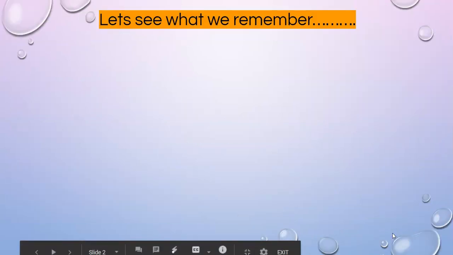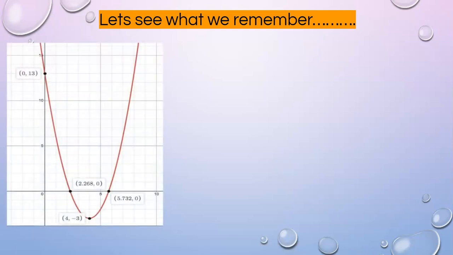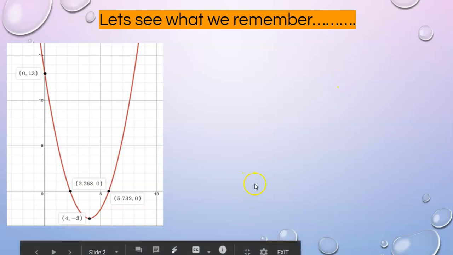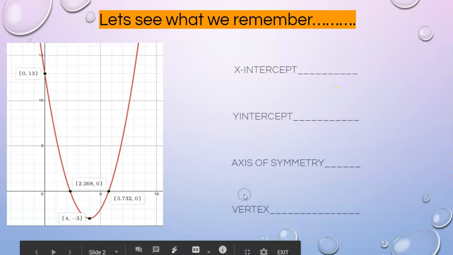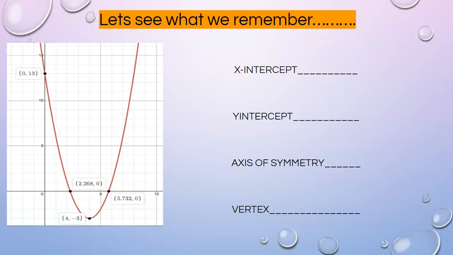All right, now from yesterday, let's see what you remember. Given this graph here, you'll see that we have some key points. You'll see we have some x-intercepts, the y-intercept there, and also the vertex. So what I want you guys to do is to see if you can identify each one of those values. Okay, I'll give you a few seconds just to take a look at that.